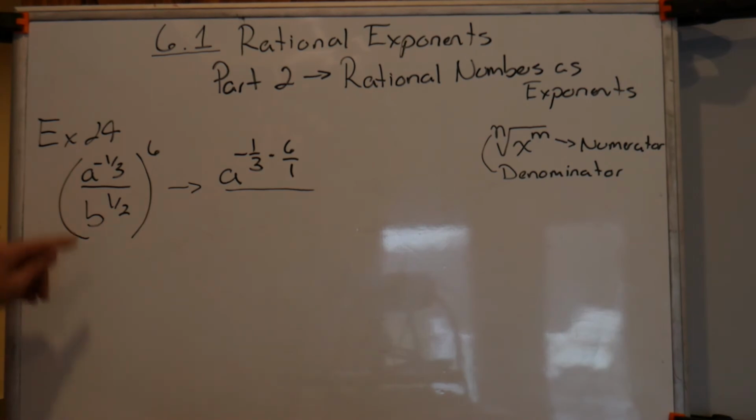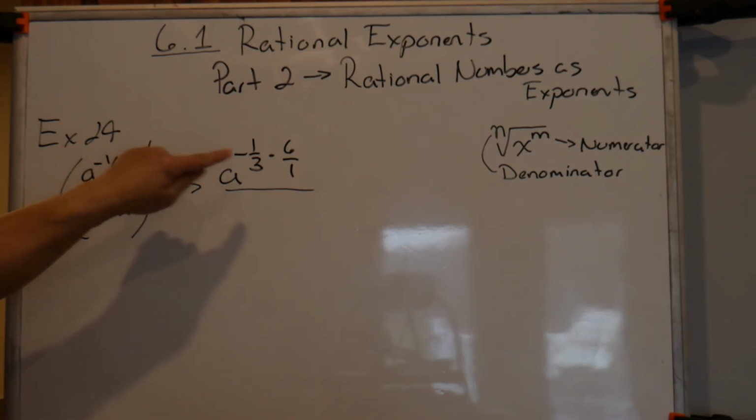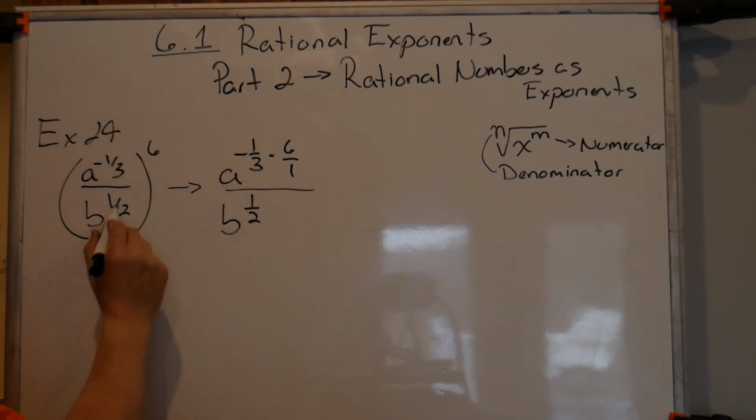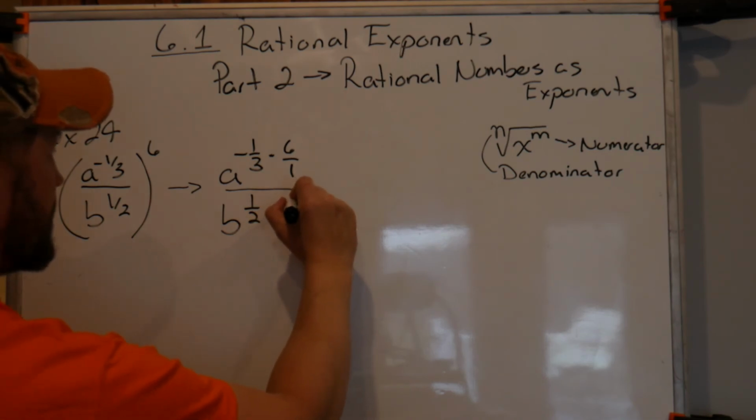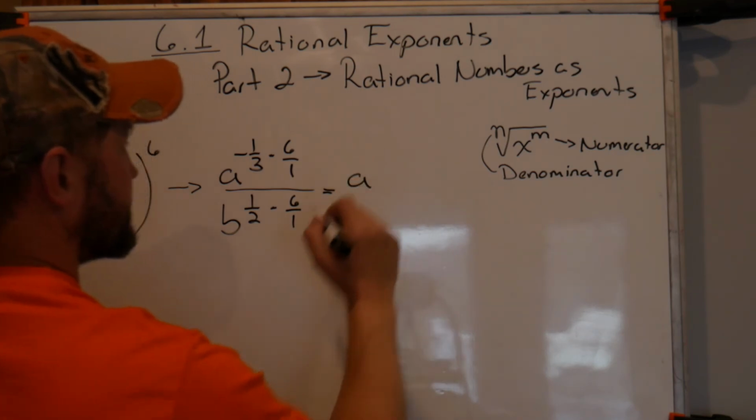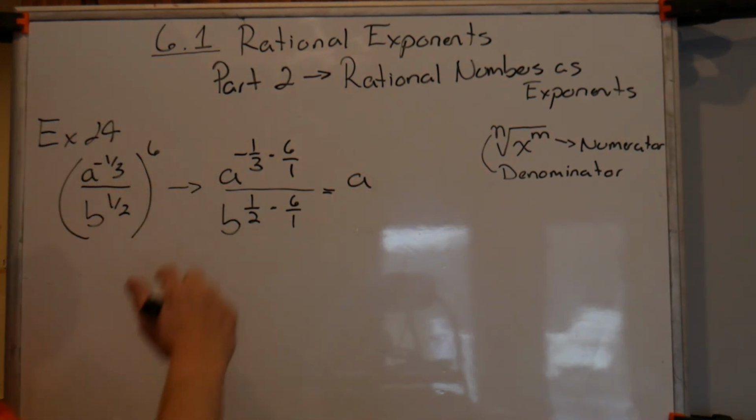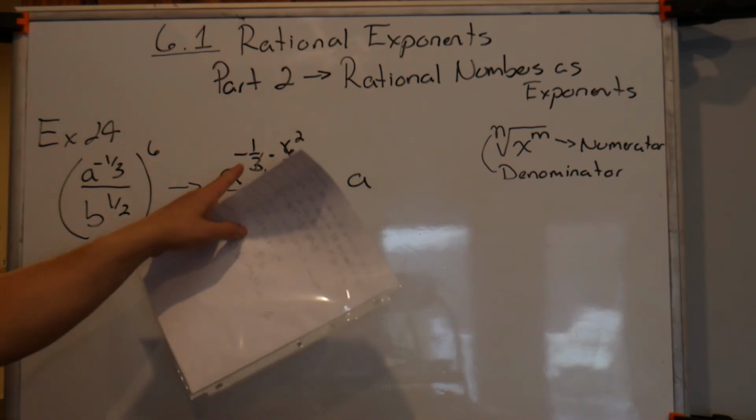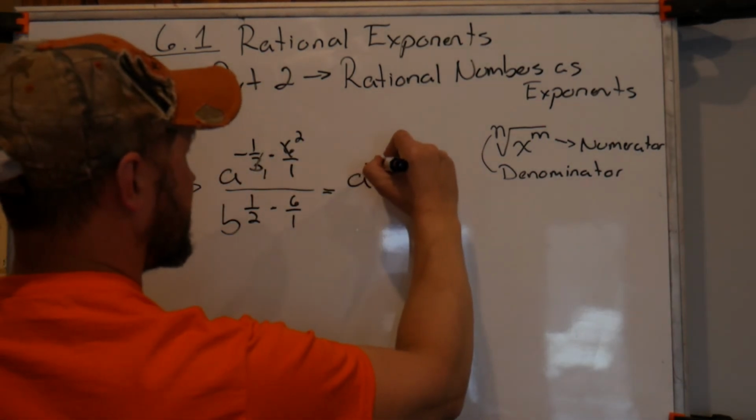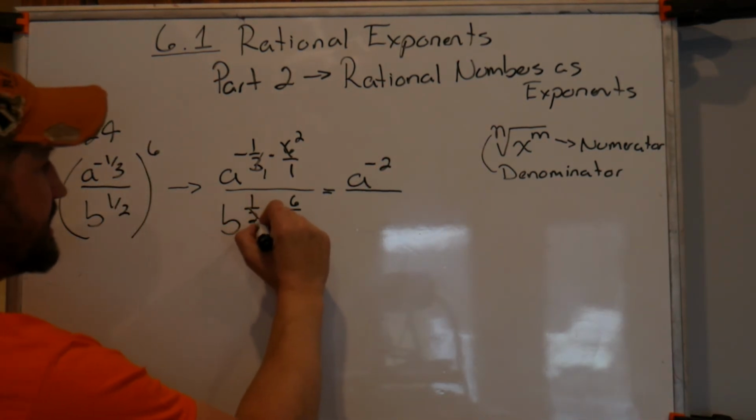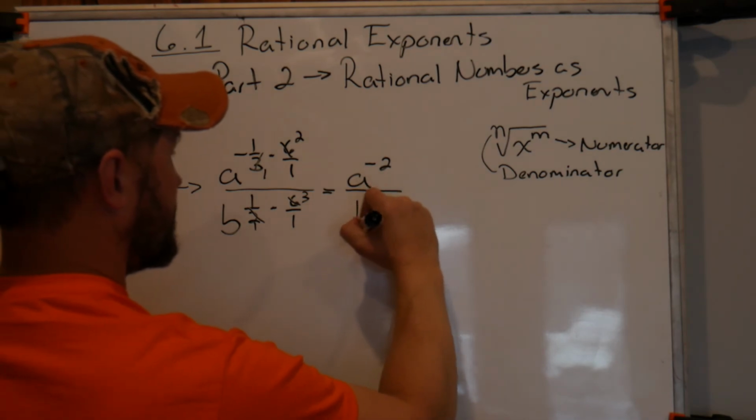We have that on the top. Negative 1/3 raised to the 6th power is times 6 over 1. I have b to the 1/2 raised to the 6th power, so I multiply by 6 over 1. What happens is I can cross cancel, it's much easier. So I get 2, but it's a negative, a to the negative 2. And over here, my 2 divides evenly, and I have b cubed.